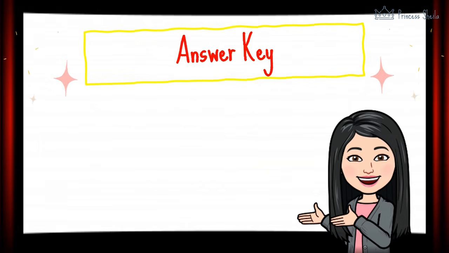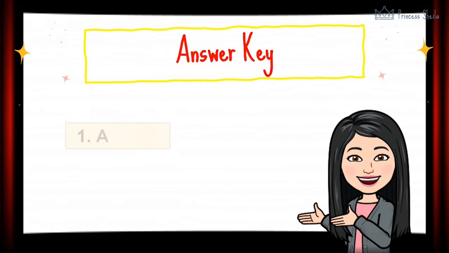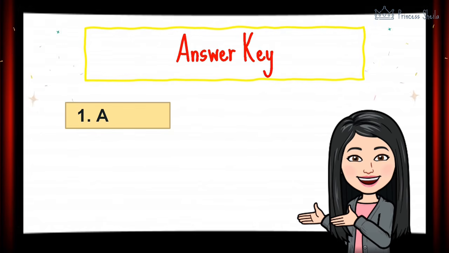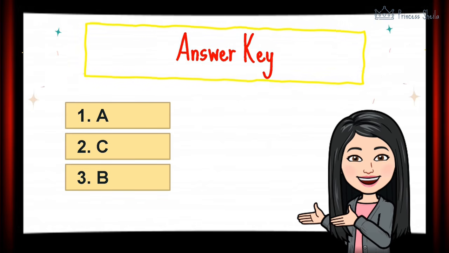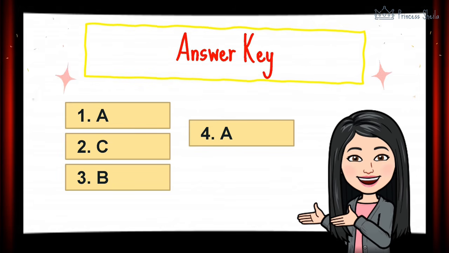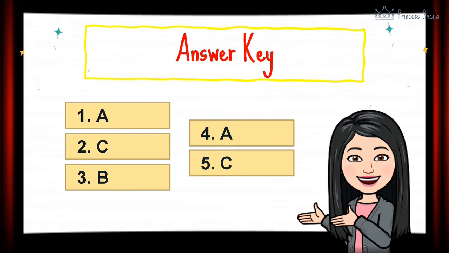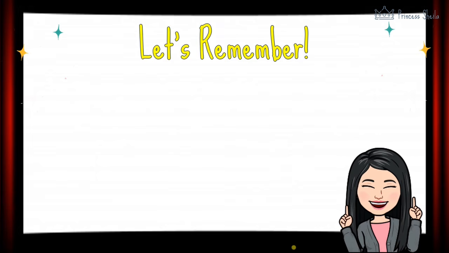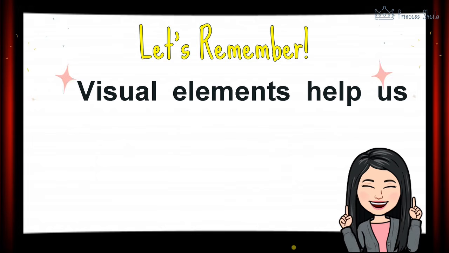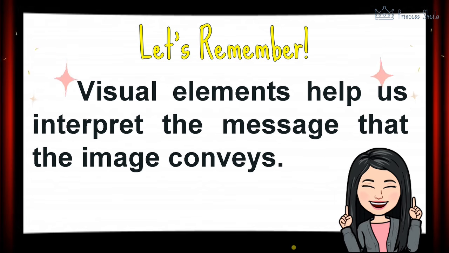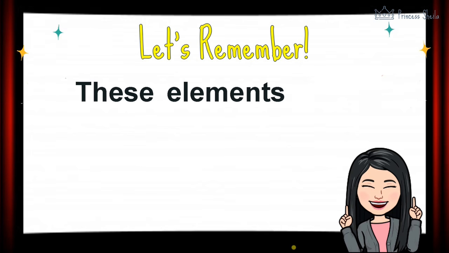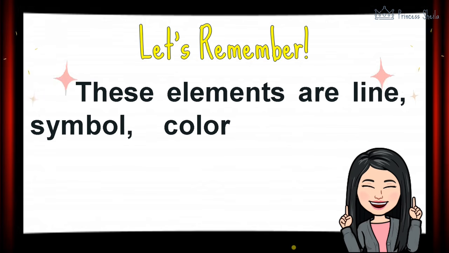Here are the answers. Number 1 is A. Number 2 is C. Number 3 is B. Number 4 is A. Number 5 is C. Let's remember, visual elements help us interpret the message that the image conveys. These elements are line, symbol, color, gaze, and framing.